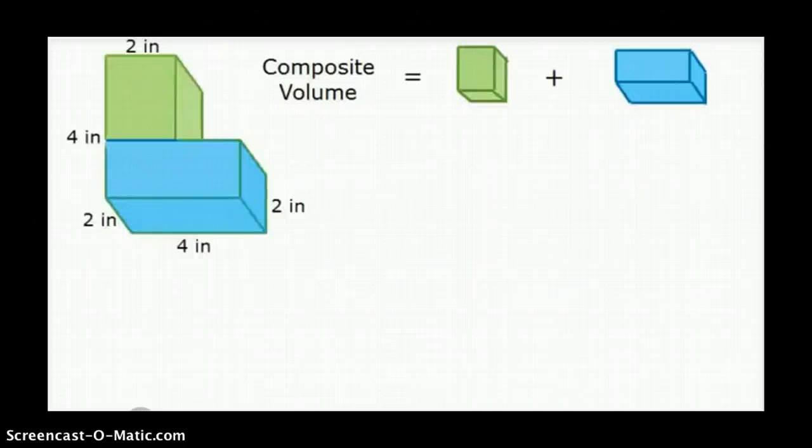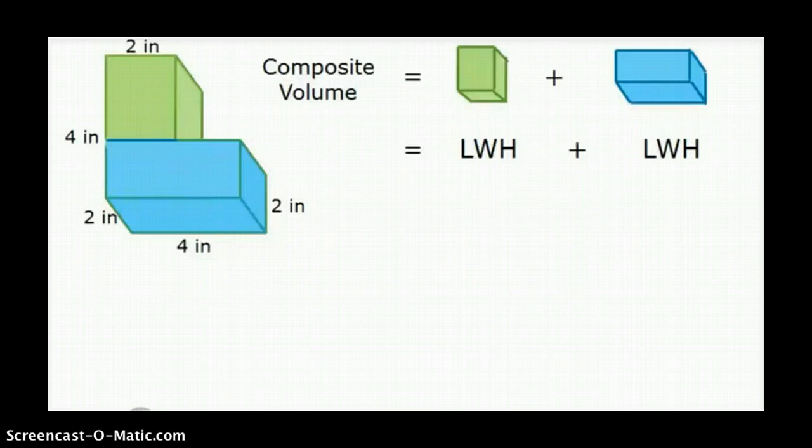To find the volume of this odd-looking composite three-dimensional figure, I'm going to find the volume of the small green rectangular prism and also of the blue rectangular prism. Fortunately, I have formulas for finding the volume of a rectangular prism. I'm going to next write in my formulas. I'm going to take the length times the width times the height to find the volume of the first rectangular prism, and then I will do the same to find the volume of the second rectangular prism.